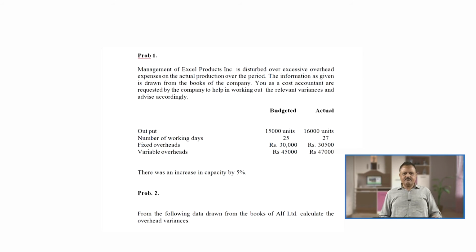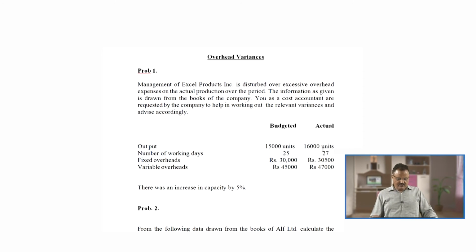Right. So, what is the problem here? Let us understand this problem first. It is very simple. So, let us first understand this problem and then we will solve it. The problem is, management of Excel Products Inc. is disturbed over excessive overhead expenses on the actual production over the period. The information as given is drawn from the books of the company, right.